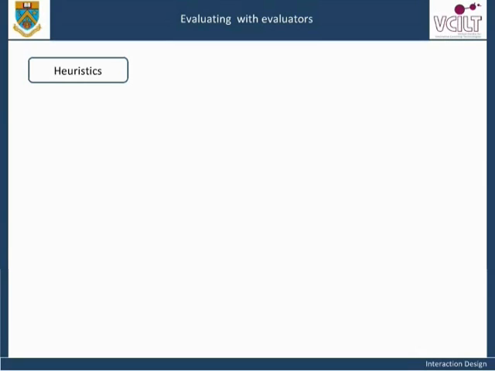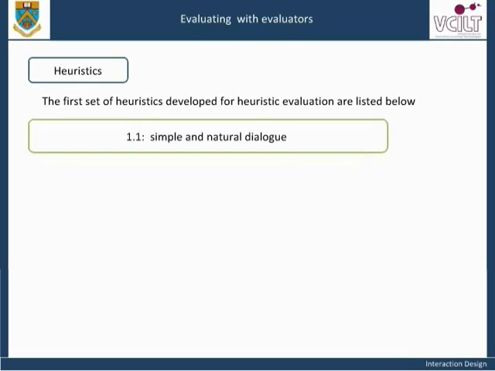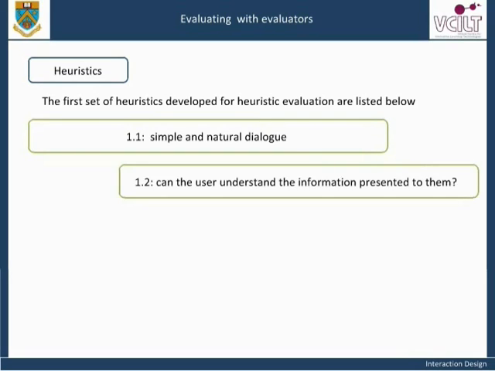Heuristics. The first set of heuristics developed for heuristic evaluation are listed below. Typically, the evaluator would work through the given scenario, trying to decide whether the heuristics were violated or not. 1.1 Simple and natural dialogue. Is the interaction with the system clear and concise? 1.2 Can the user understand the information presented to them? E.g., is there too much jargon?